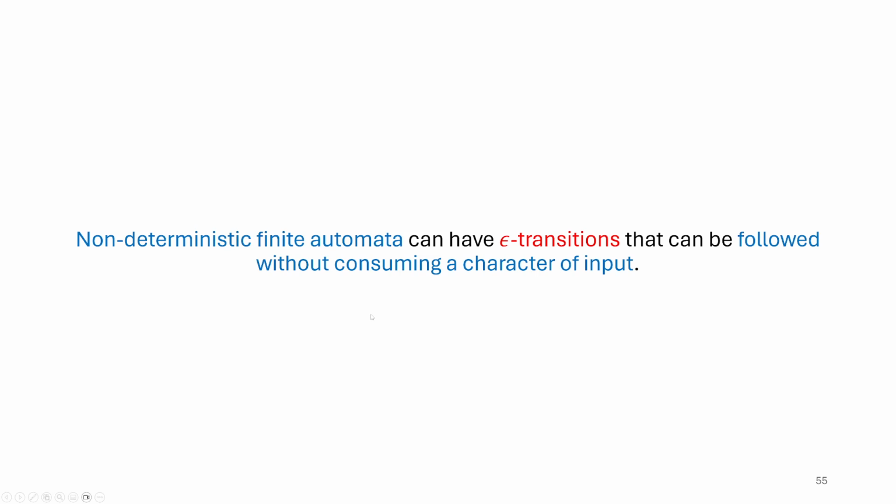Another kind of transition that can be added in a non-deterministic finite automata is called an epsilon transition. Now remember, epsilon means the empty string, so we might call these an empty string transition as well, which is a transition that can be followed without consuming any characters from the input. Normally in our deterministic finite automata, we move from one state to another by processing exactly one symbol of the input. This allows us to move from one state to another without consuming any characters from the input.